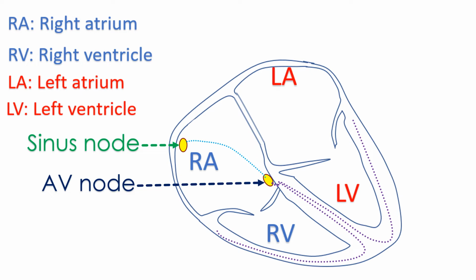Sinus node is situated subepicardially in the upper part near the opening of the superior vena cava. Atrioventricular node is in the lower part near the opening of the coronary sinus. It lies at the apex of the triangle of Koch, bounded by tendon of Todaro, septal leaflet of tricuspid valve, and coronary sinus orifice. Atrioventricular node is a subendocardial structure located in the lower paraseptal region.